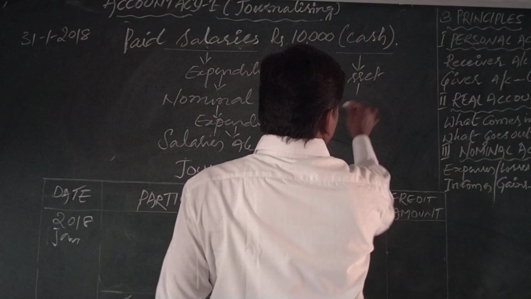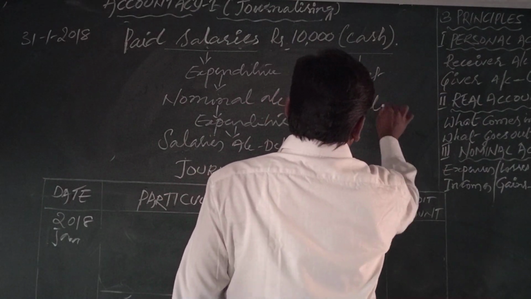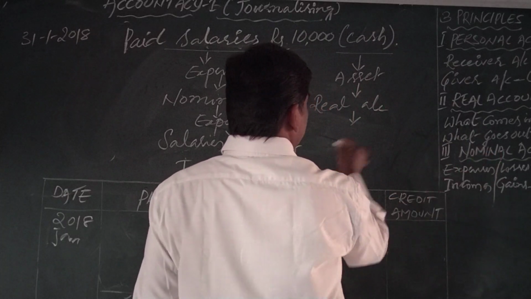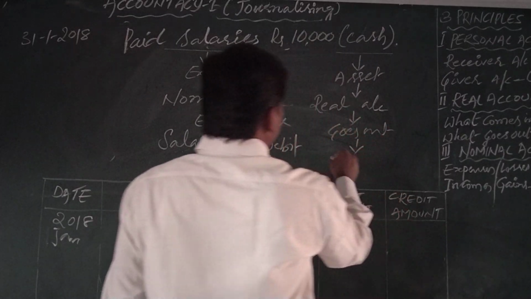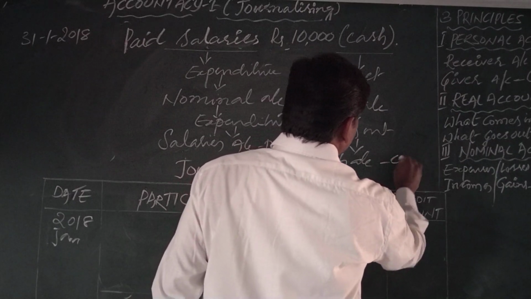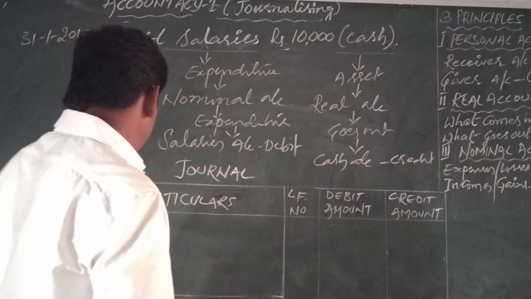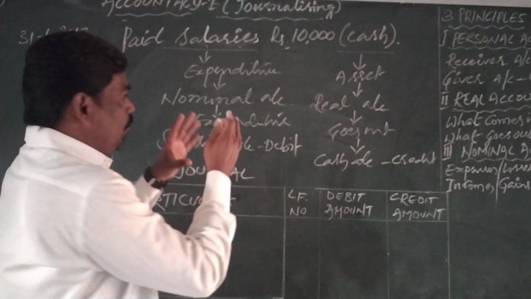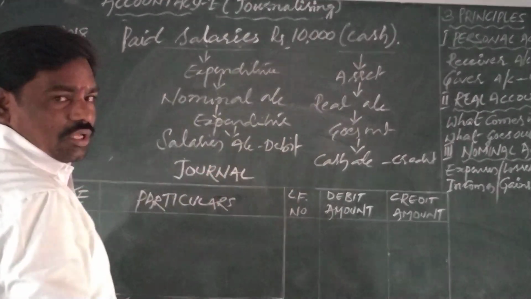So here, first you can write, it comes under real account. What does the real account principle say? What comes in, debit; what goes out, credit. So here it goes out, so that should be credited. Cash account should be credit. Okay. Now, after completion of this process, we can write the journal entry in the journal.